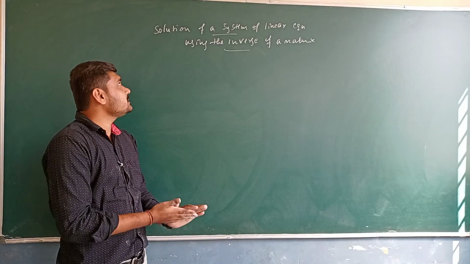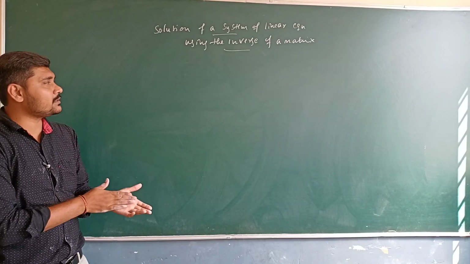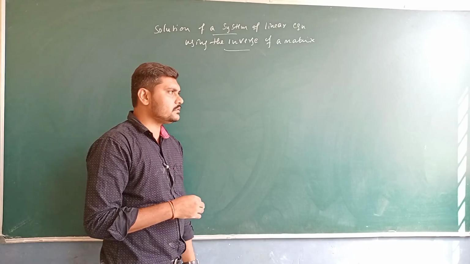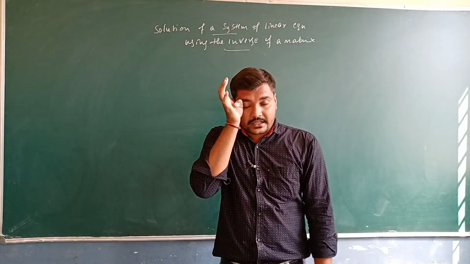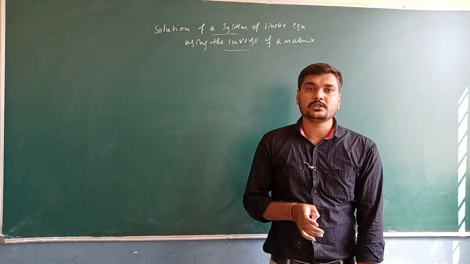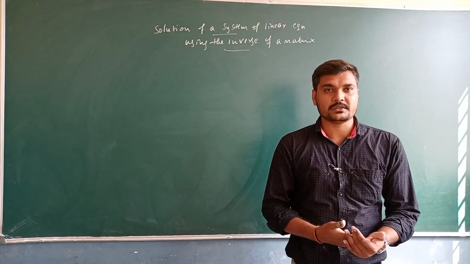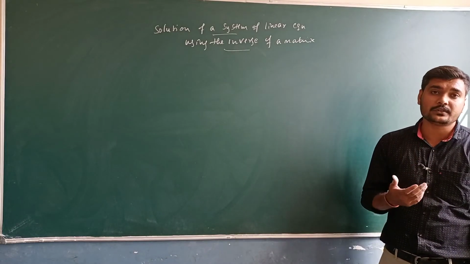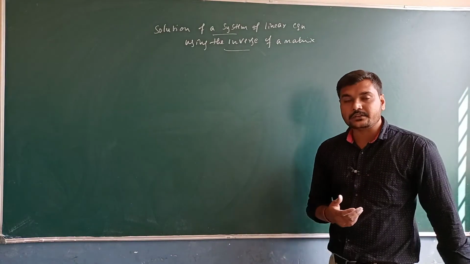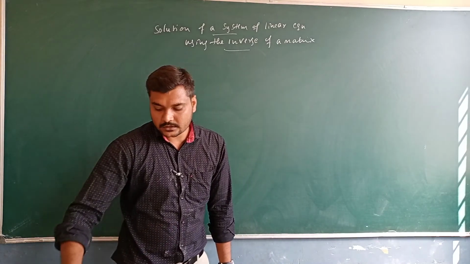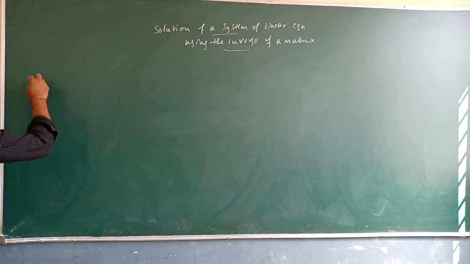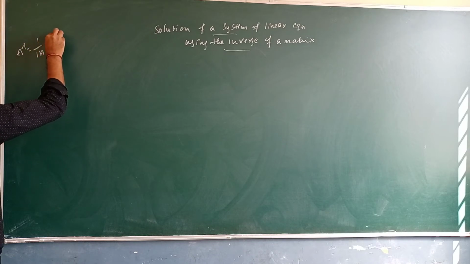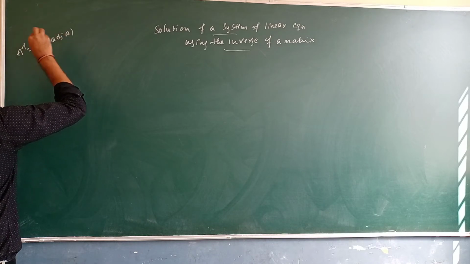So the next topic is going to be solution of a system of linear equations by using the inverse of a matrix. In the previous years we have come across linear equations. We can solve them by two methods: the substitution method and the elimination method. Here, by using matrices, we can find the solution of a system of linear equations by using the inverse of a matrix. With the previous knowledge, A inverse is equal to 1 divided by determinant of A into adjoint of A. That's going to be the inverse of the given matrix.